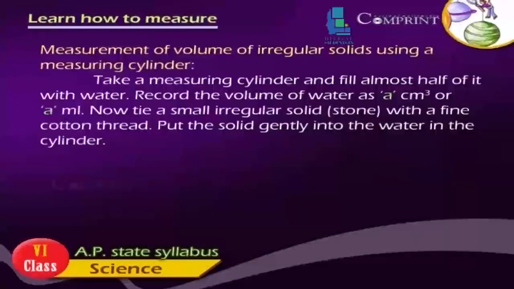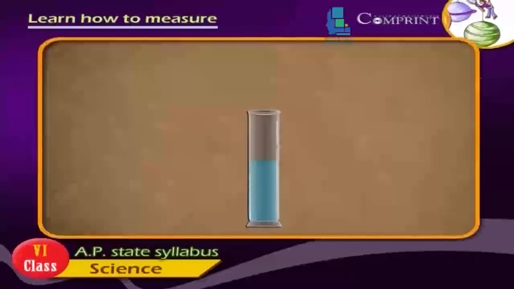Measurement of volume of irregular solids using a measuring cylinder. Take a measuring cylinder and fill almost half of it with water. Record the volume of water as A centimeter cube or A milliliter. Now tie a small irregular stone with a fine cotton thread. Put the stone gently into the water in the cylinder.